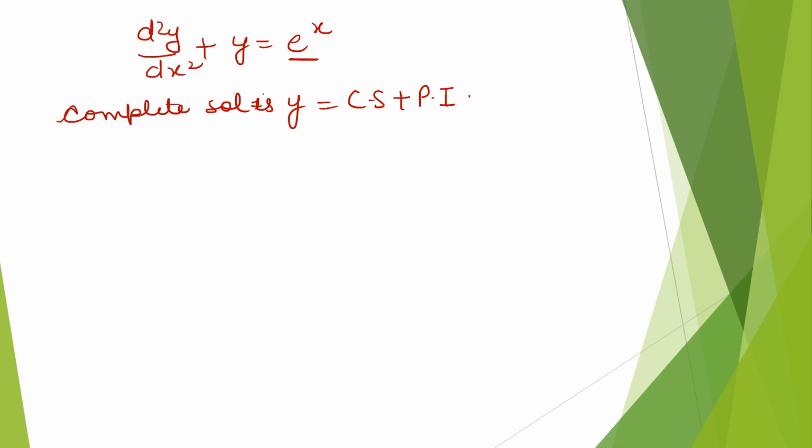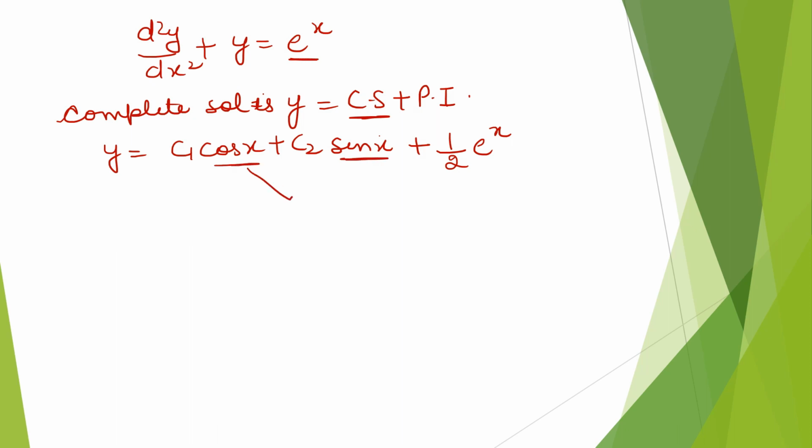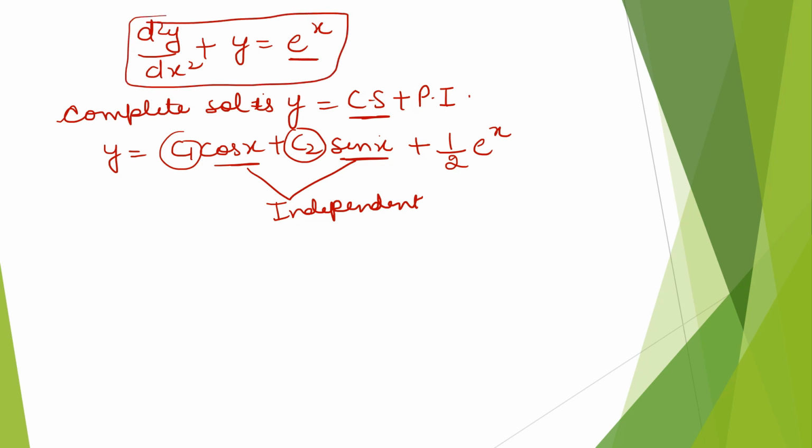So here, the complementary solution is c1 cos x plus c2 sin x, and your particular integral will be 1 by 2 e power x. Now these two are the independent solutions, independent solutions along with the constants. Because the order of this equation is 2, you must have two constants, and yes, we are having two constants, one is this, another one is this. We have the same number of independent solutions.